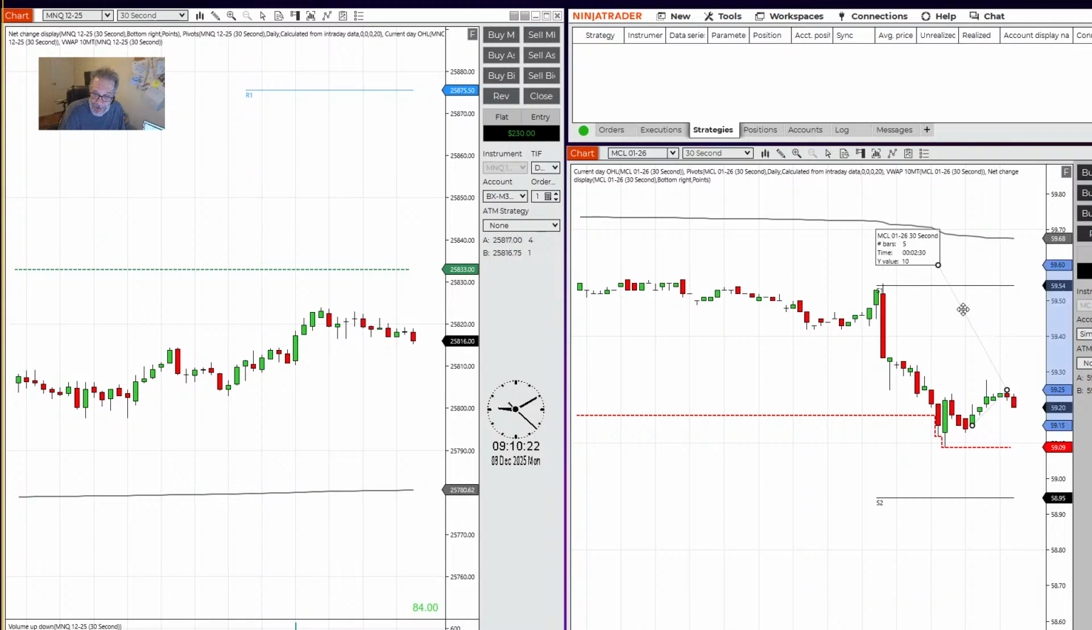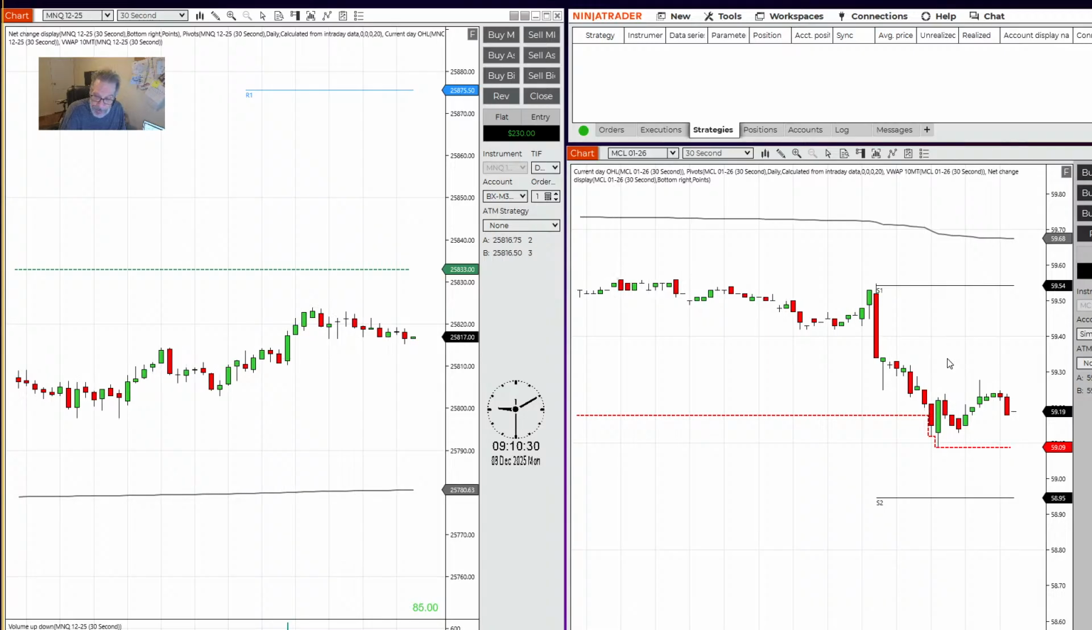Not the huge trade, but it worked. That's what I'm interested in. Are the signals good? That's what I care about. How are the signals?